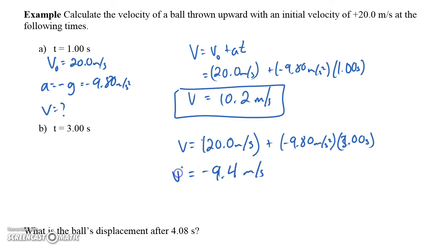Now the key here is to think about what the positive and negatives mean. A positive velocity means that we're moving up, and a negative velocity means we're moving down. So after 1 second, if we've thrown the ball up with a velocity of 20 meters per second, the ball is still moving upwards. It's slowed down quite a lot, but it's still moving upwards. However, 3 seconds after we've thrown it, it has gone up to its maximum height, stopped instantaneously, and then started coming back down and increasing its speed, and so it's on the downward part of its motion.